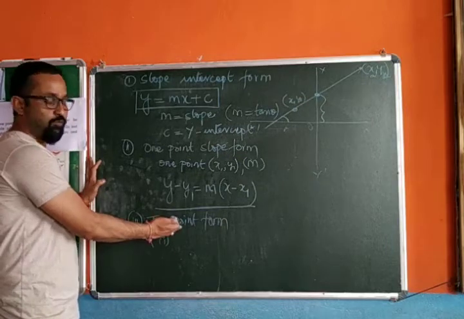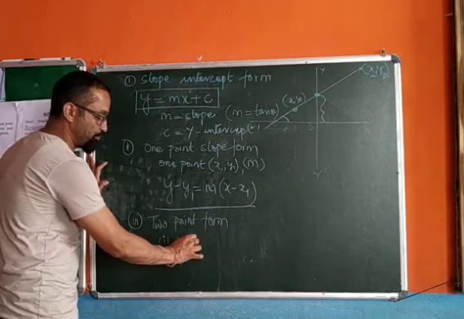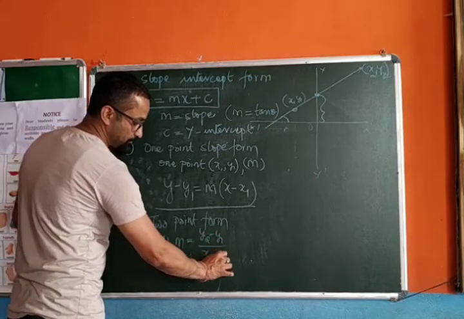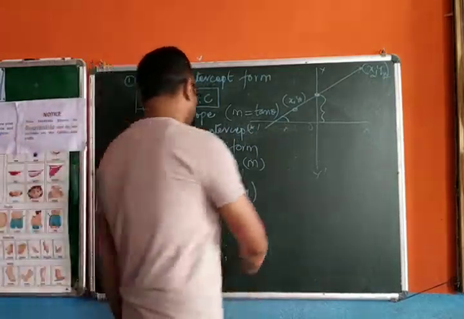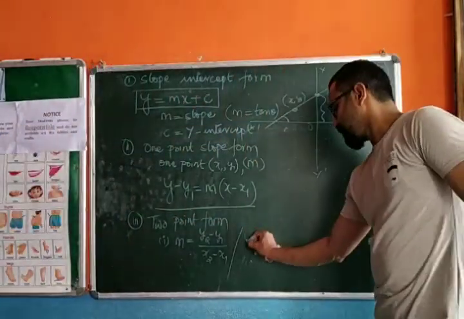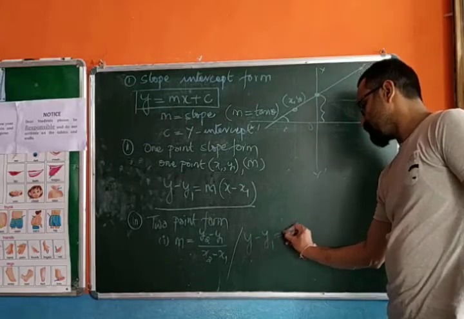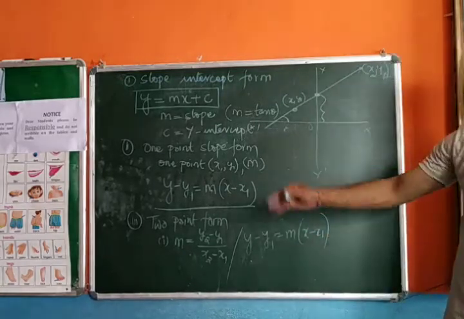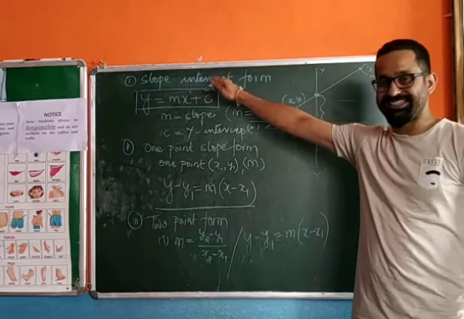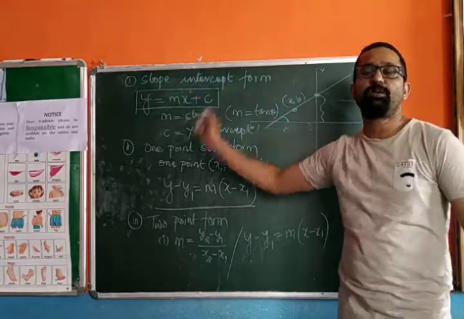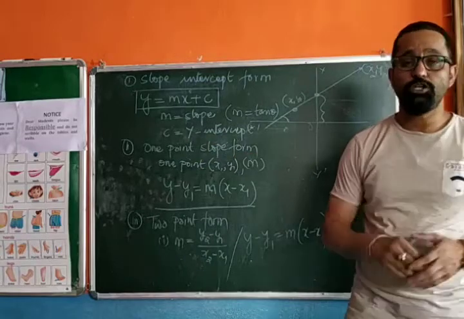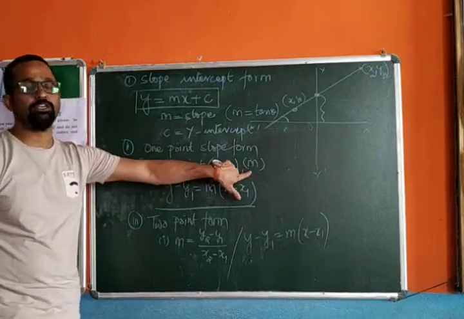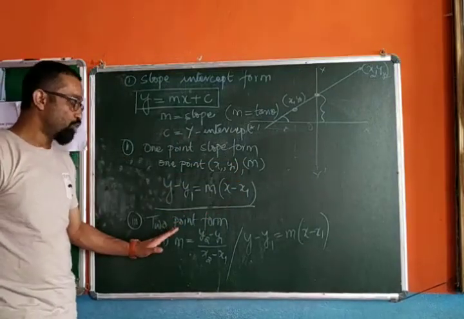When we have 2-point form, first we calculate the slope: y2 minus y1 divided by x2 minus x1. After finding the slope, we can calculate the equation: y minus y1 is equal to m bracket x minus x1. This is formula number 3. The first one is the standard equation of a straight line, y equals mx plus c. The second one is 1 point slope form, where 1 point x1, y1 and the slope will be given. We can get the equation for 2-point form.